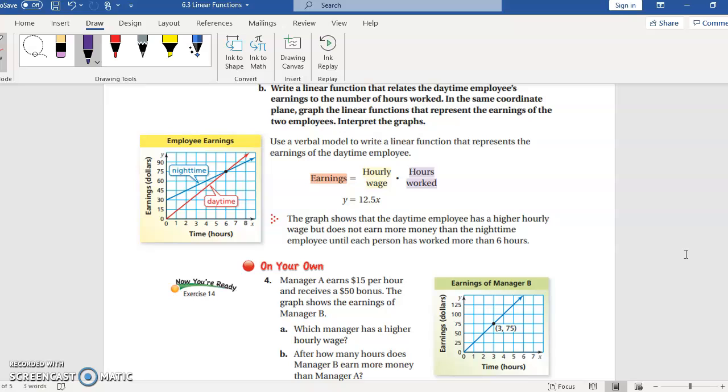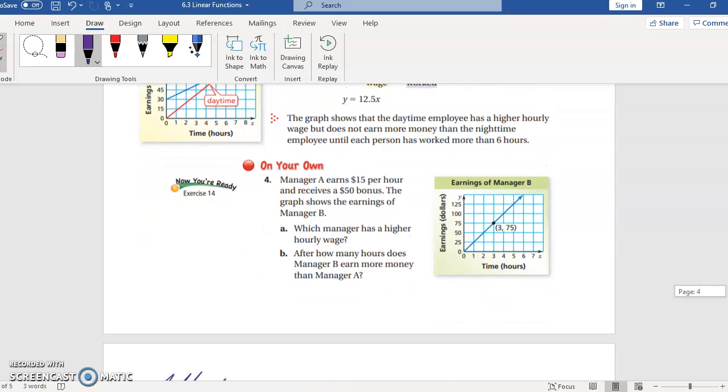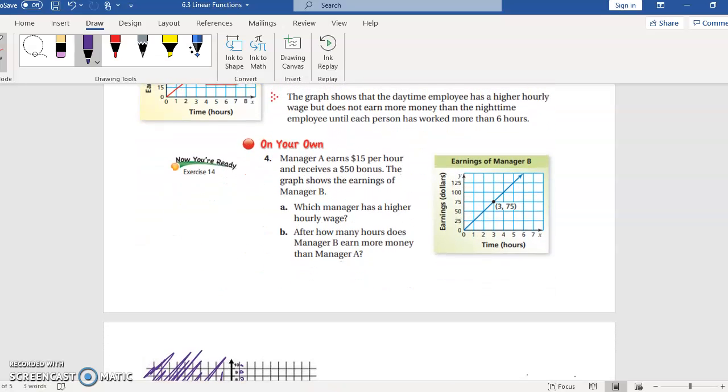So the graph shows that the daytime employee has a higher hourly wage, but does not earn more money than the nighttime employee until each person has worked 6 hours. So yeah, after those 6 hours, then the daytime employee earns more. On your own.